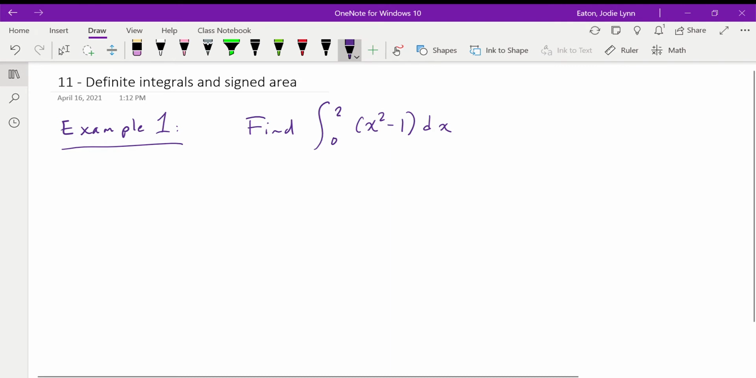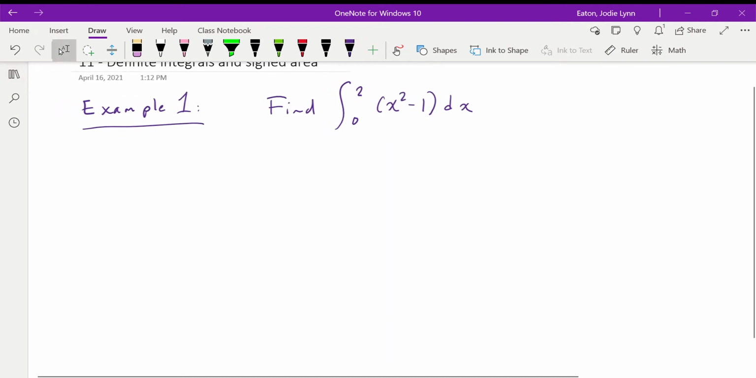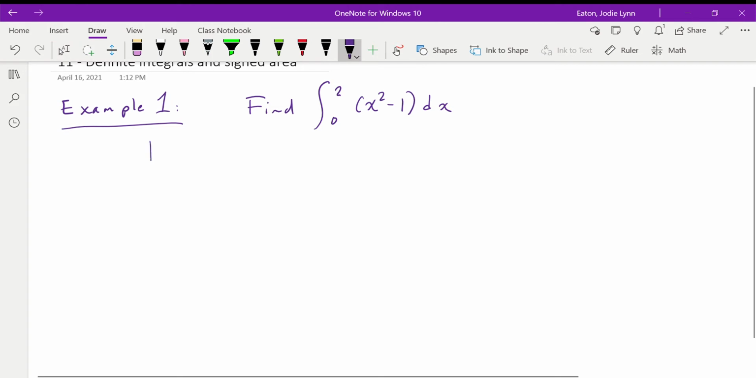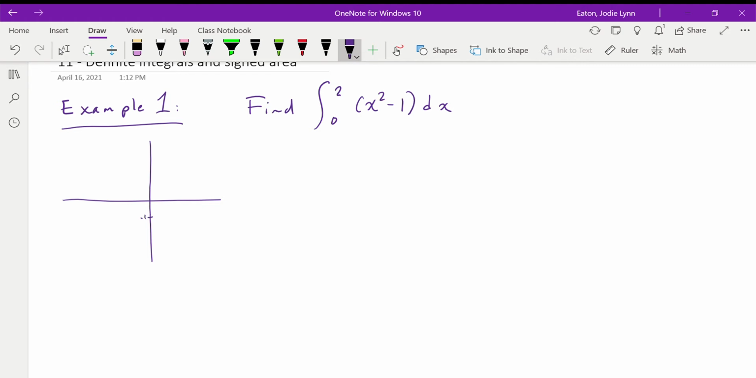What we're going to do is look here at minus 1, and we cross the graph here at 1, and then we have a point at 2, comma 3. So that's what this graph looks like. Okay, so what we notice is we have some area in our interval that's underneath the x-axis, and we have some area that is above the x-axis.